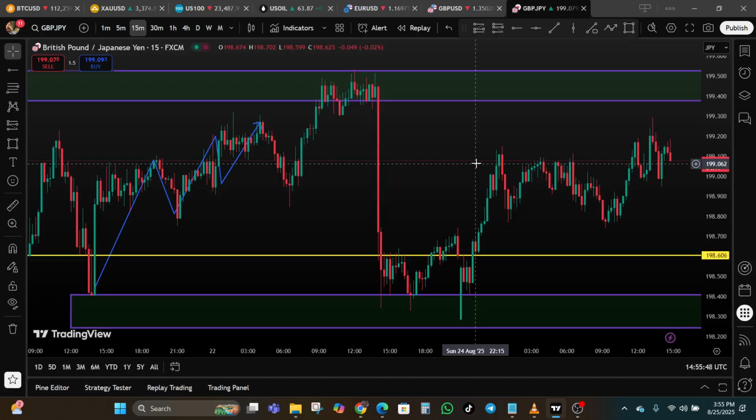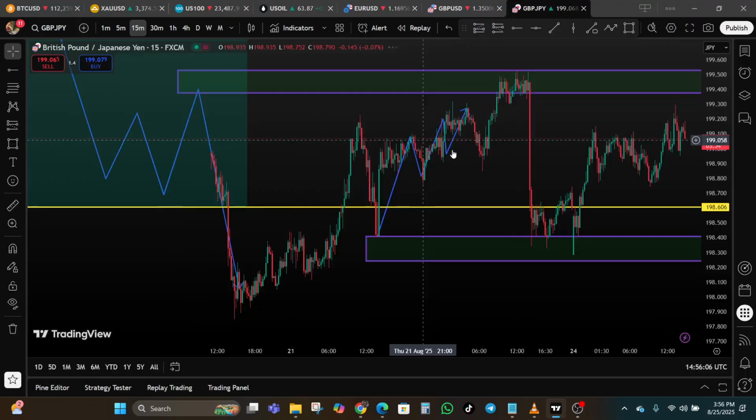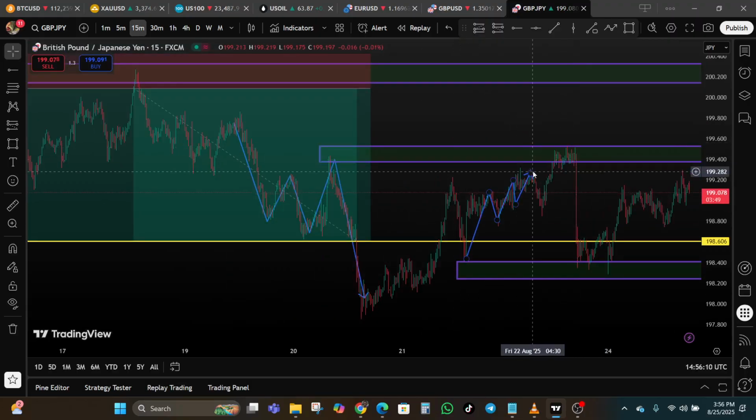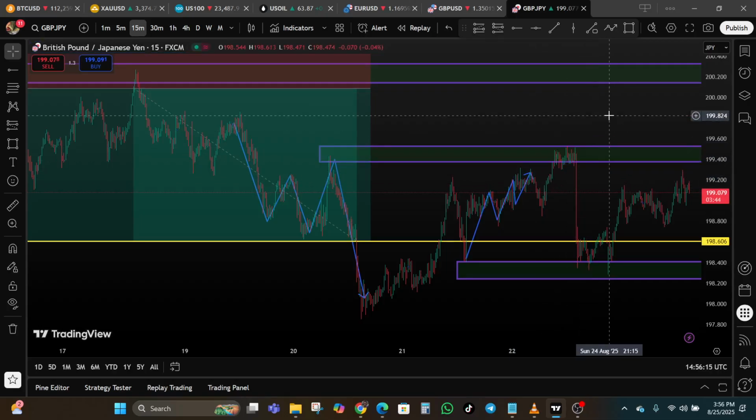Now, the final key point is discipline. Okay, the 15-minute chart will give you multiple opportunities in a day, but not every move is worth trading. The strategy works best when you stay patient, you stick to your rules, and you wait for high quality setups. Okay, this discipline will keep you consistent and help you avoid overtrading.